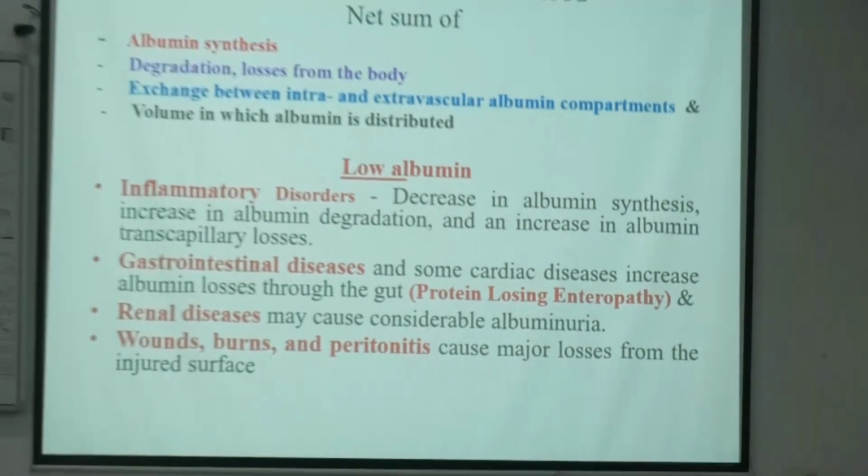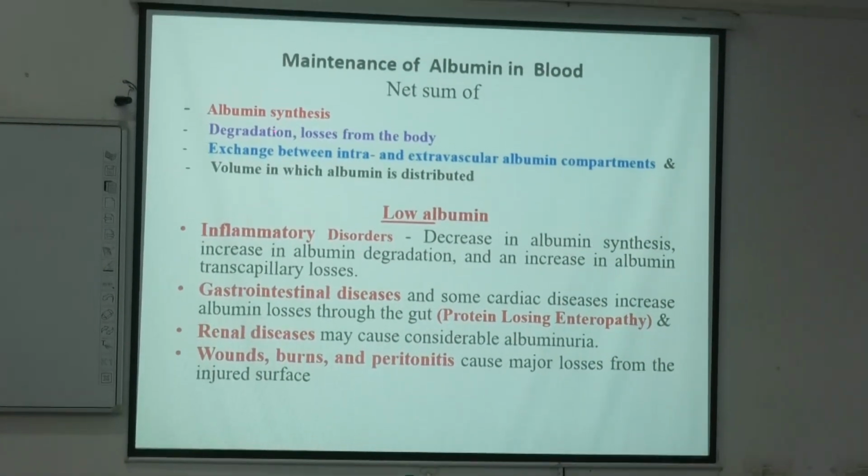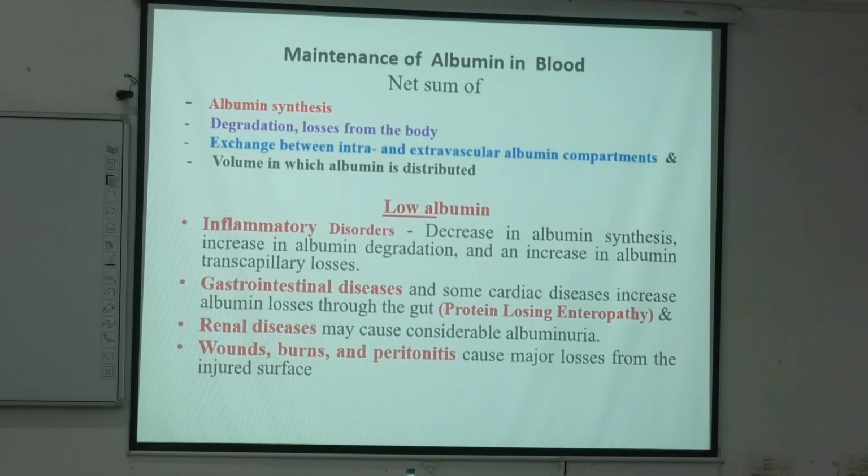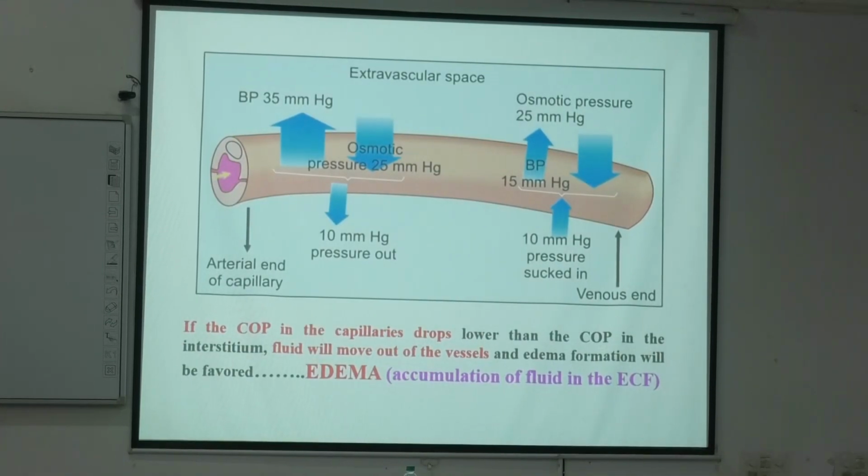So maintenance of albumin in the blood, the albumin synthesis, is basically a balance in the normal situation in our body. None of us is having edema because we have this 10 millimeter filtration pressure here and 10 millimeter sucking pressure here. So there is no accumulation of fluid here. But the moment there is a drop in the plasma osmotic pressure, which is primarily due to albumin, there will be accumulation of fluid in the extracellular space.